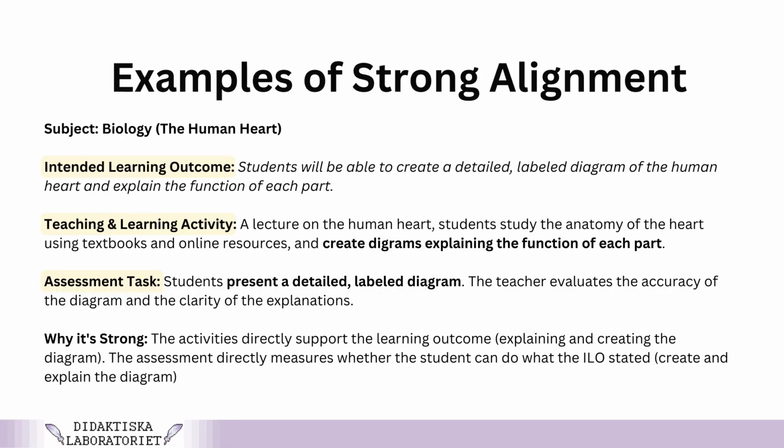I mean, I've done this several times in the past, but let's look at a good example of what stronger alignment might look like. Here we also have the same topic where we have biology, and the students are meant then at the end to be able to create a detailed labeled diagram of the human heart and explain the functions of each part. So this is the intended learning outcome.